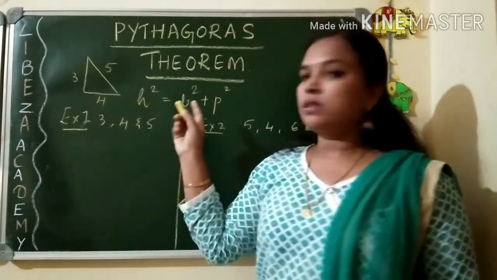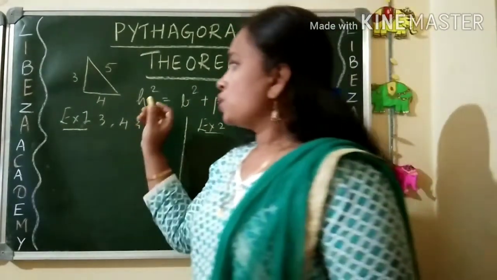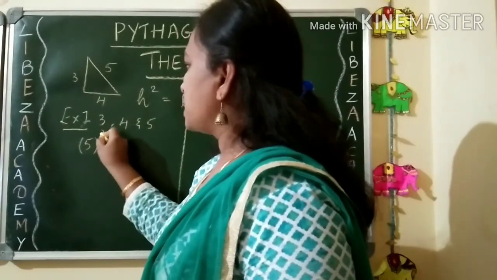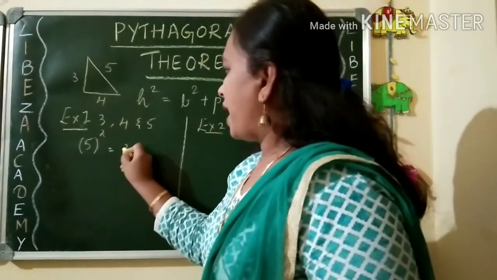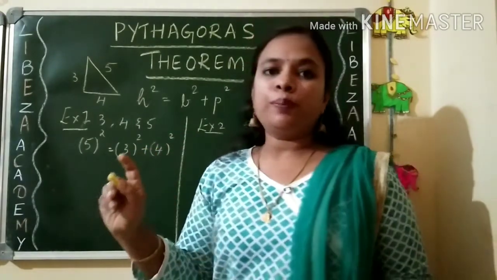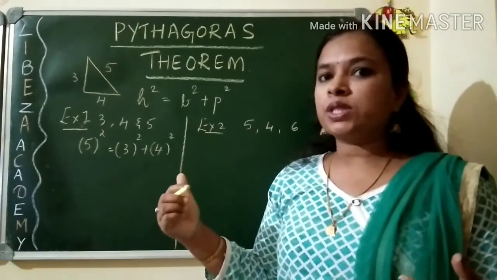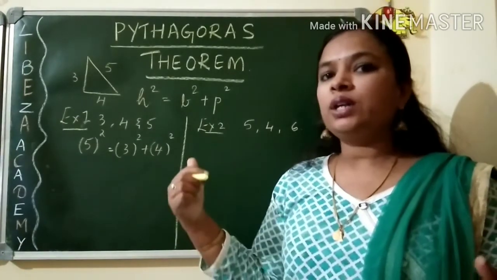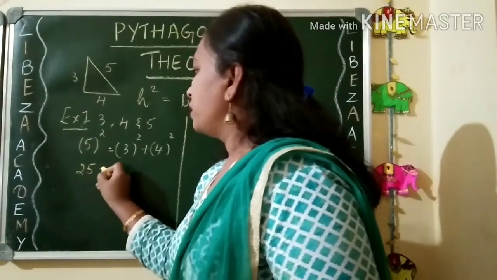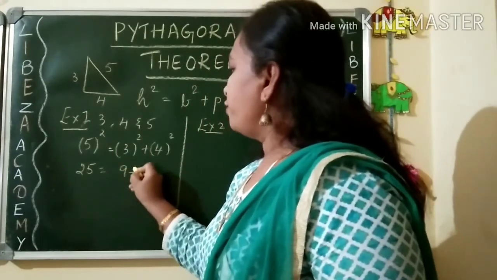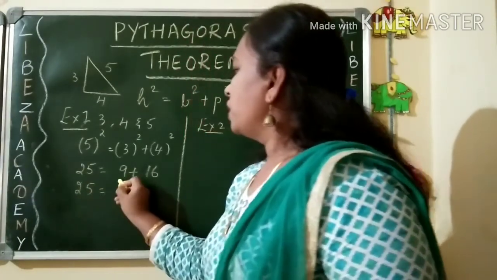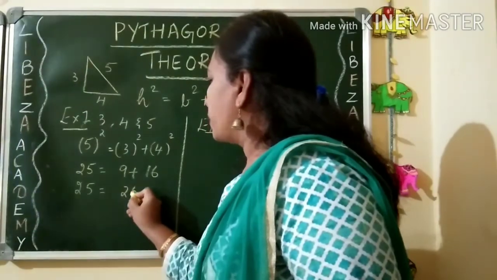Now we will check whether this satisfies the Pythagoras theorem. Pythagoras theorem states hypotenuse square, so I will write 5 square is equal to 3 square plus 4 square. Already in 8th standard you have learnt a chapter on squares and square roots, where you learnt the square numbers from 1 to 20, so you are aware of it. Now 5 square is 25, 3 square is 9 and 4 square is 16. So you can see 25 is equal to 9 plus 16, that is also equal to 25.